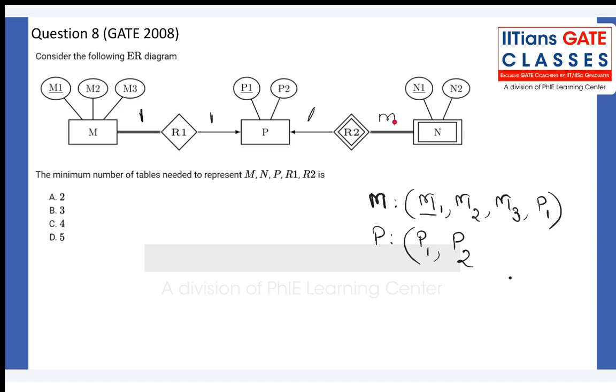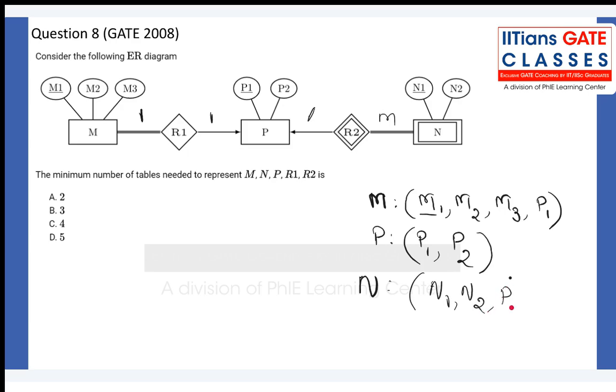What else? Do I need a table for N as well? If yes, what are the attributes of N? N1, N2, P1. Very good, Vishnu. Perfect. N1, N2, P1.